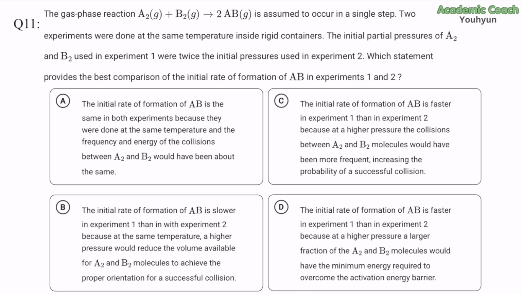Question number 11. The gas phase reaction, 1 mole of A2 reacting with 1 mole of B2 to produce 2 moles of AB, is assumed to occur in a single step. Two experiments were done at the same temperature inside rigid containers. Okay, same temperature. The initial partial pressure of A2 and B2 used in experiment 1 were twice the initial pressure used in experiment 2. Which statement provides the best comparison of the initial rate of formation of AB in experiments 1 and 2?